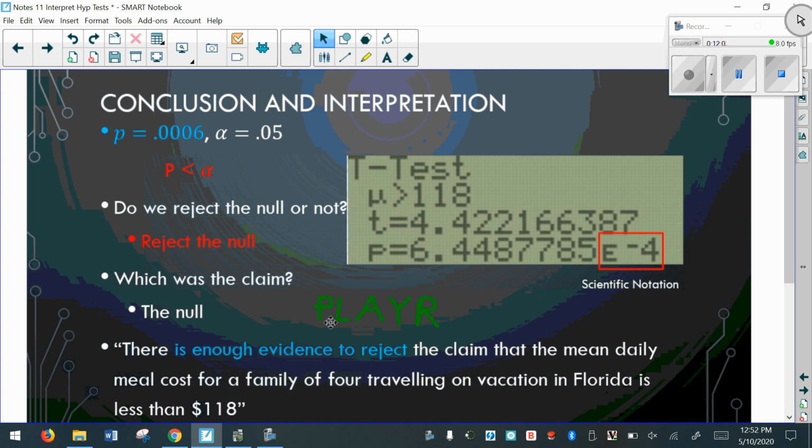So remember, if your p-value is less than alpha, yes, you want to go ahead and reject the null. So if you use your chart and you just rejected the null hypothesis, you would be able to say that there is enough evidence to reject the claim.